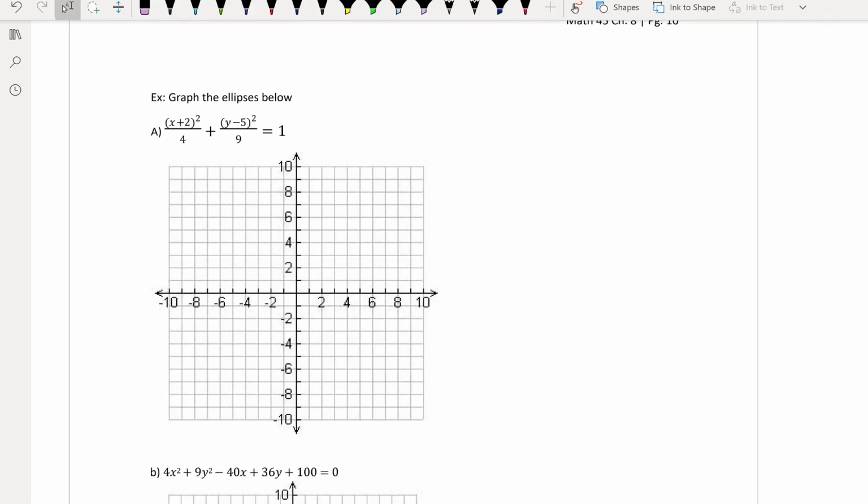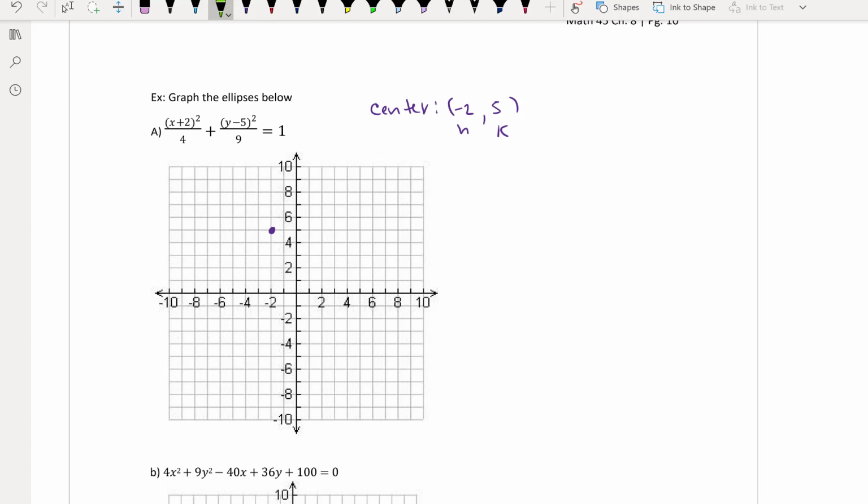Now it wants us to go ahead and graph these equations below. So let's start at the center. So at the center I have h and k. So here my h value is going to be -2, and my k value is going to be +5. So I have -2, 5 as my center. That is going to be the middle of my ellipse.